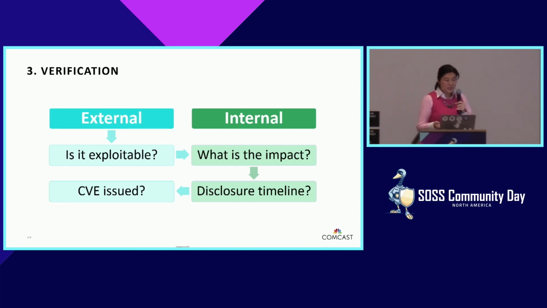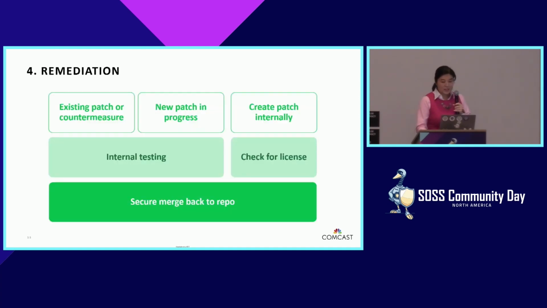And so based on the impact internally, you can discuss and figure out, okay, what should be the disclosure timeline? Do you want to negotiate it, even though typically it's 90 days? And then work on the CVEs issued and such. And based on that, you can then look at the remediation. And that would depend on the nature of the exploit and type of license used by the open source.